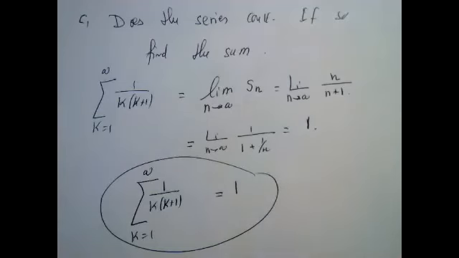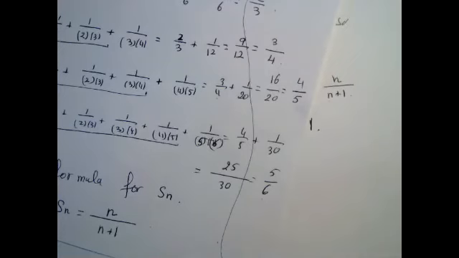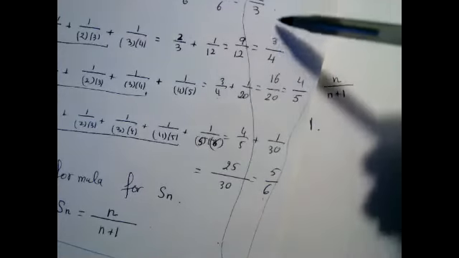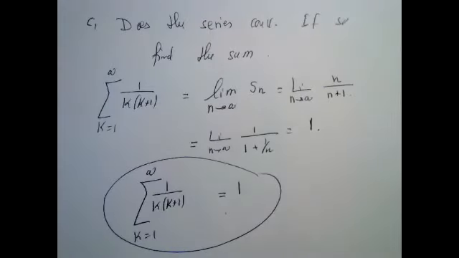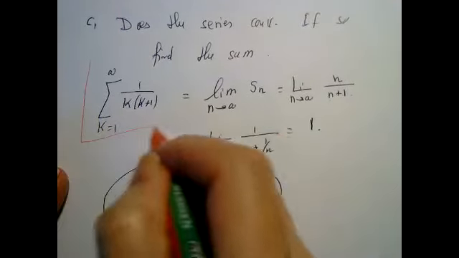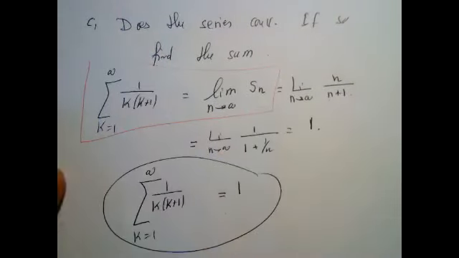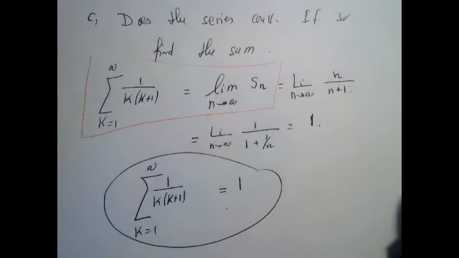Okay. So this sum equal to 1 means that those partial sums are close to 1. As we add more and more terms, those sums are becoming close to 1. So the sum of the series is equal to 1. The sum of the series is the limit of the sequence of partial sums when n becomes very large. Okay.